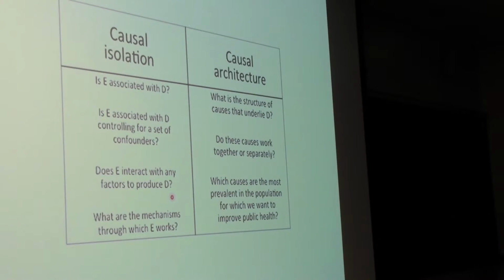Does E interact with any factors to produce D? Well, that kind of looks to me like this point over here. What are the mechanisms through which E works? Which causes are the most prevalent in the population for which we want to improve public health? All right, now this to me is selecting the risk factor you're going to study or the thing you're going to intervene on. This is, once you intervene on it, how is it going to manifest its effect?